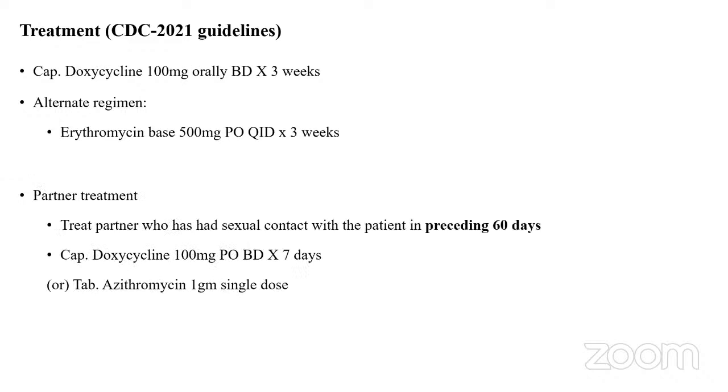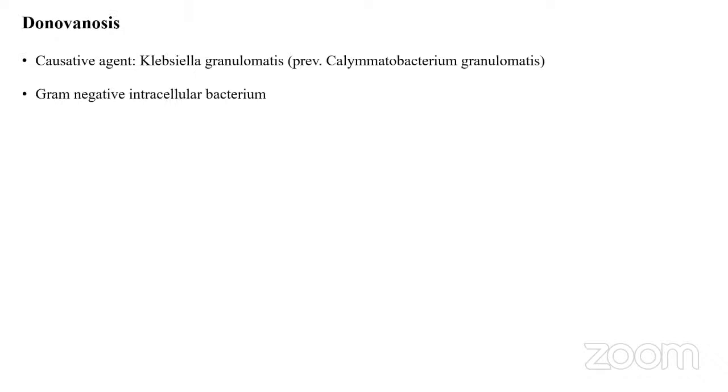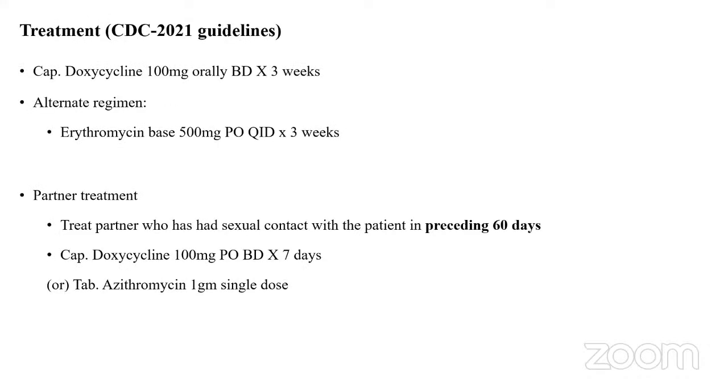Regarding partner management, all partners, whether they are symptomatic or asymptomatic, who had sexual contact with the patient in the preceding 60 days should be treated. And they should be treated with doxycycline 100 milligrams twice daily for 7 days, or they can take azithromycin 1 gram single dose. And the fluctuant lymph nodes should be aspirated using a wide bore needle from the non-dependent part, and it should be drained.